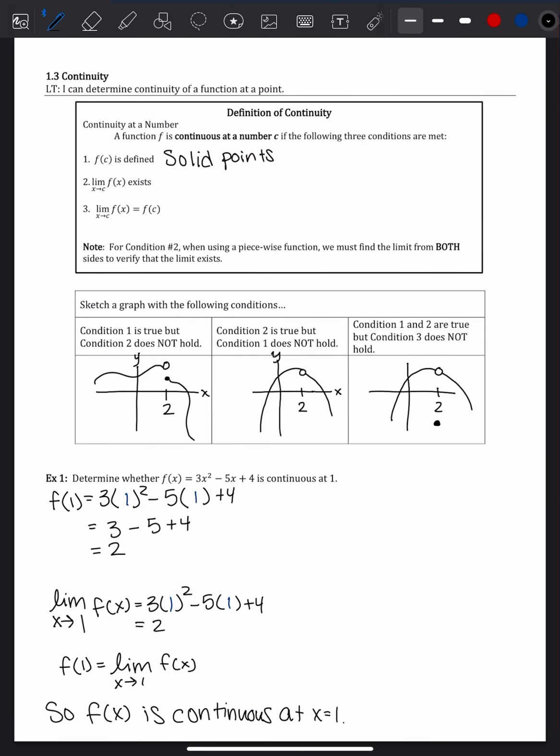Okay, in my next video, we're going to talk about that back page. It's dealing with some piecewise functions, which might take a little bit more time to kind of talk through.